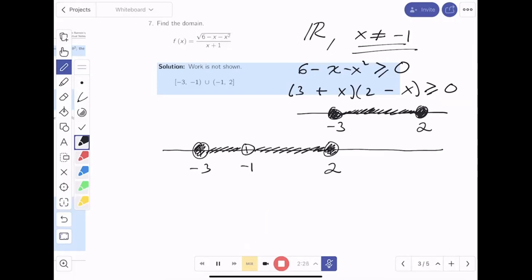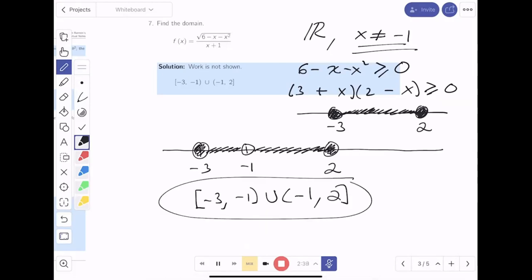Now, if -1 says, why can't I come in? It's because there's a division by 0. So let's write down the intervals, what we're going to go for. So -3, we'll look at the answer in a second. -1 union -1 up to 2. Look at the key. Make sure you're looking at the same answer. And if you're not, you know there's got to be something wrong.